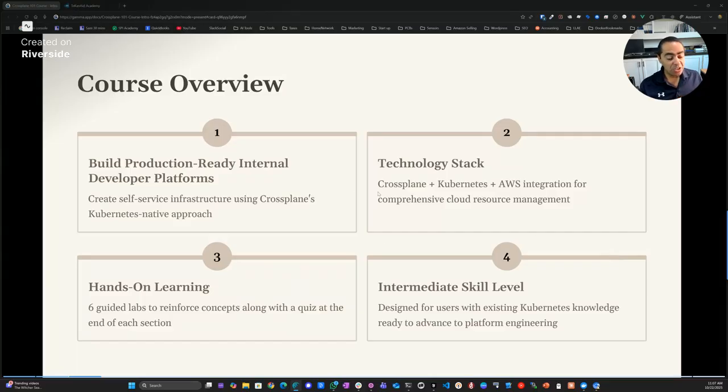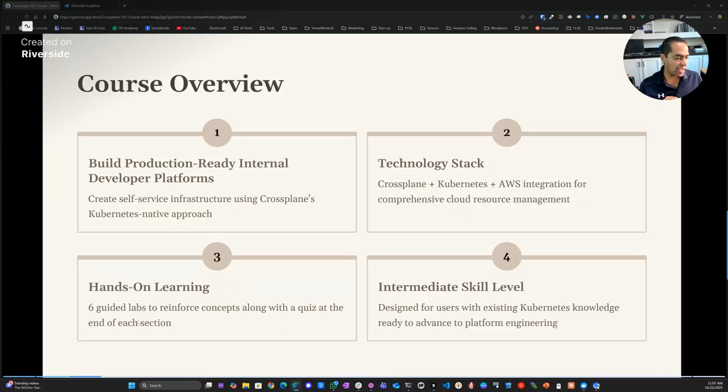So then the technology stack is basically Crossplane, which is an extension to Kubernetes. It runs on Kubernetes, and then it allows us to create some AWS integration and build some resources in AWS. It could be anything other than AWS. It could be GCP in Google. It could be Azure. It could be on-premises infrastructure as well.